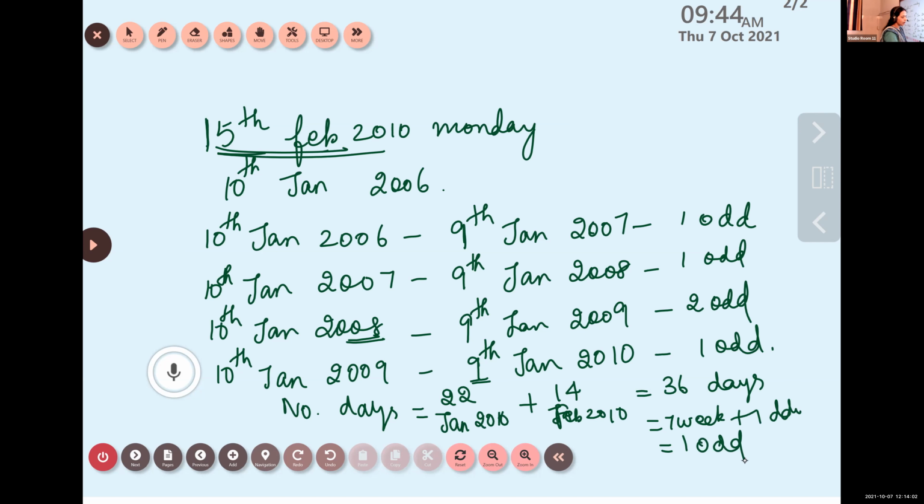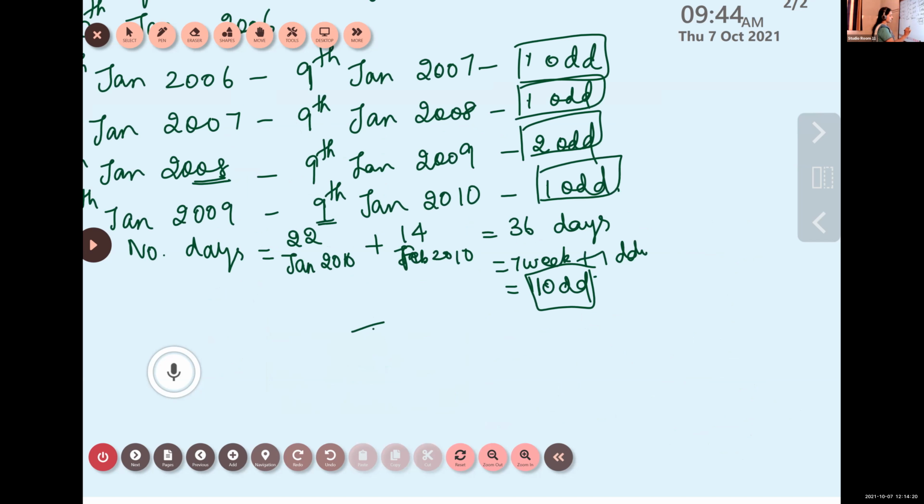So total how many odd days are there? Here it is 1, 1, 1, 2, 1. So 1 plus 1 is 2, 2 plus 2 is 4, 4 plus 1 is 5, 5 plus 1 is 6. There are 6 odd days in total.